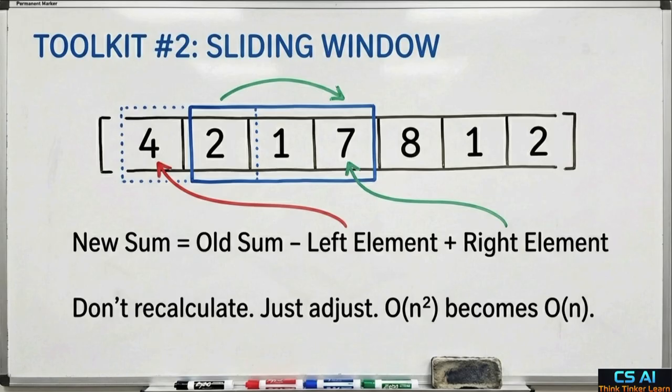The sliding window approach is smarter. You calculate the sum of the first window once, then to get to the sum of the next window, you don't recalculate everything. You just adjust. As the formula here shows, the new sum equals the old sum minus the left element plus the right element. You're subtracting the element that's leaving the window and adding the element that is entering the window. By just adjusting, you turn the quadratic problem into a linear one. O(n²) becomes O(n).